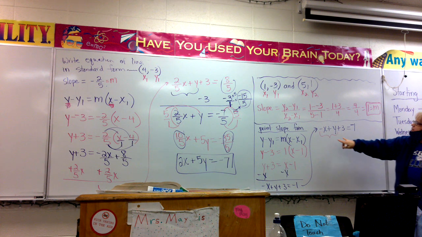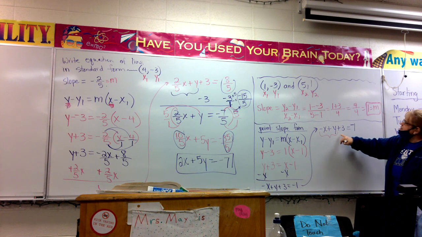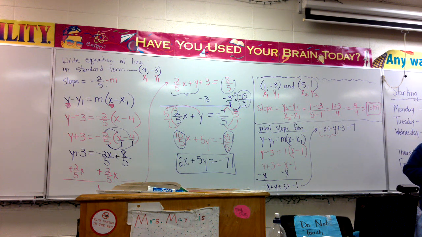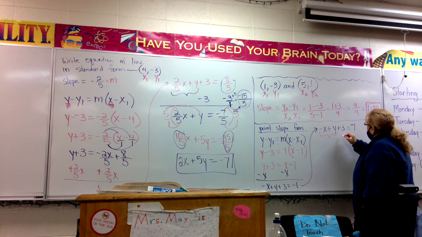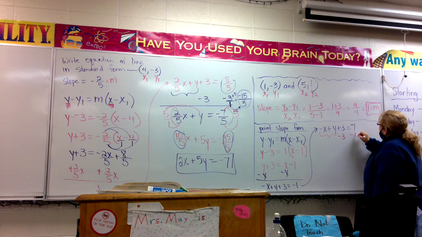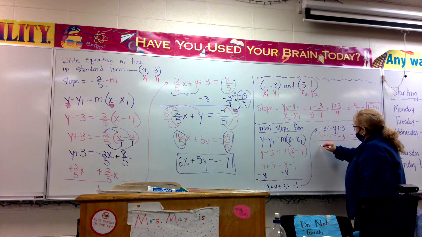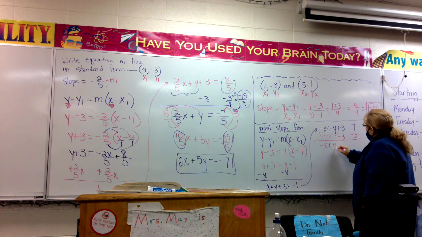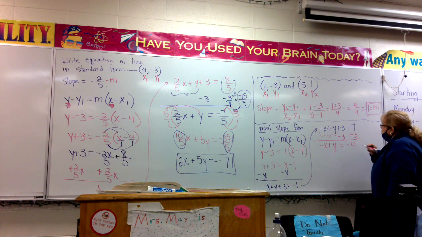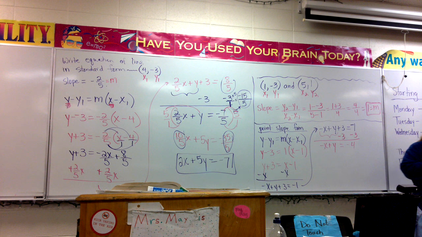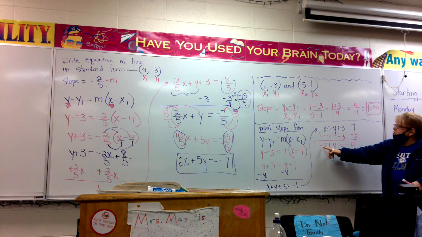So we have x and y on the same side. We need to get rid of that plus 3. So what do we do? Right, good, yes, we're going to subtract it. -x plus y equals -4. Done? No. Very good. We're not done because x has to be positive.